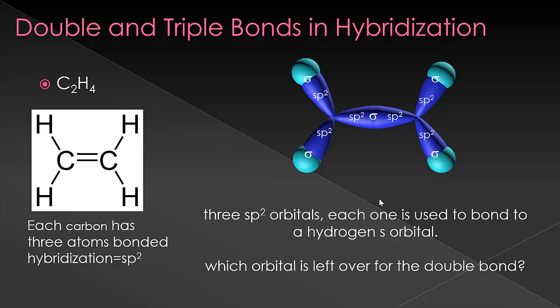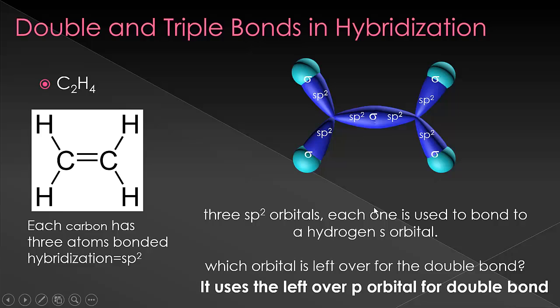Now that we've done this, what orbital haven't we used? We haven't used the other p orbital. Remember, we have 3 p orbitals, and here we've only used 2 of them. So that's what we're going to use to make the double bond.